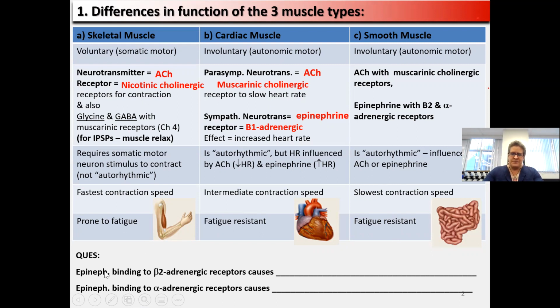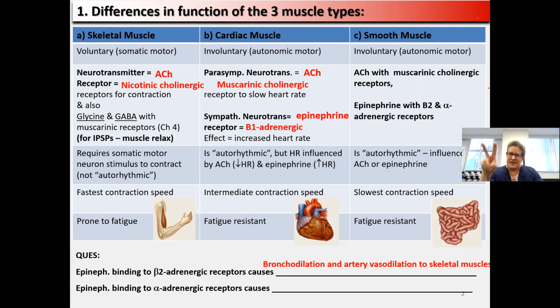So my question, which is review for my students, epinephrine binding to beta-2 adrenergic receptors causes what to happen? And the answer is your airways, your bronchioles open up wide so you get maximal airflow. And your skeletal muscles, the arteries supplying them with blood, those arteries vasodilate with that receptor as well.